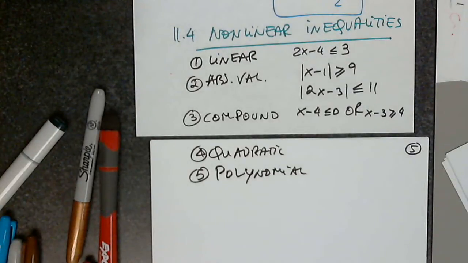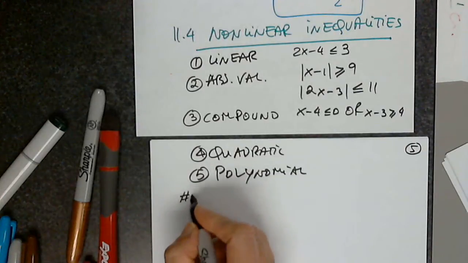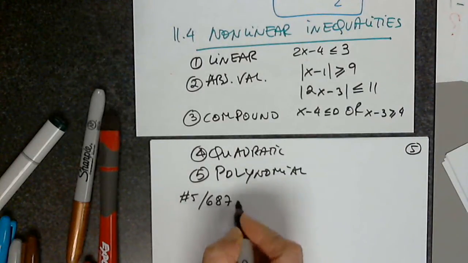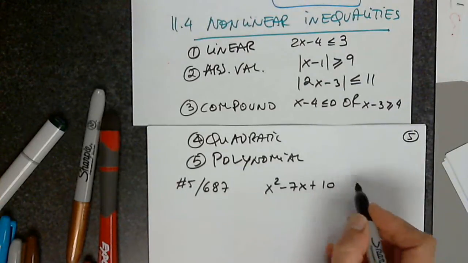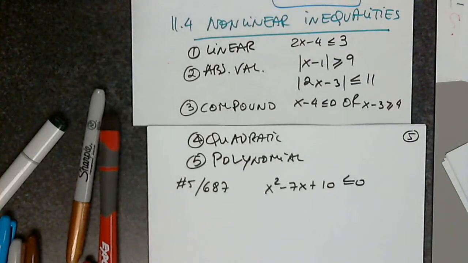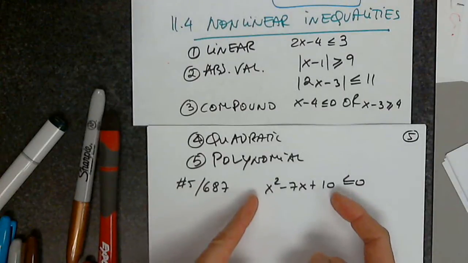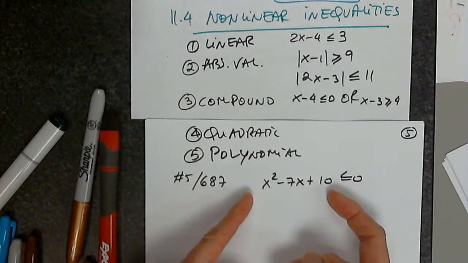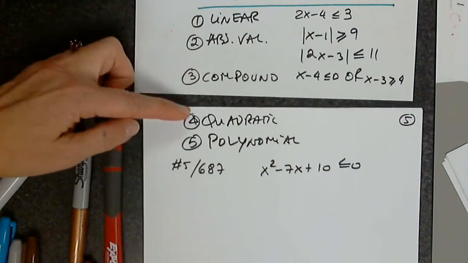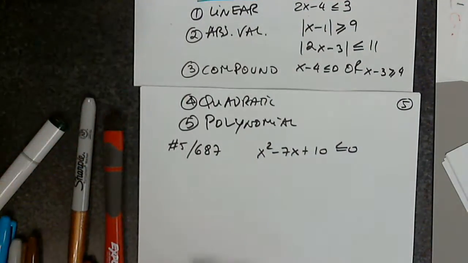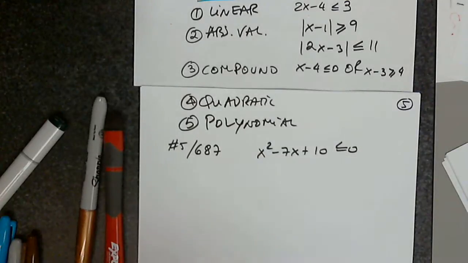I'm going to start with a problem like, let's say, number 5 on page 687. Let's say x squared minus 7x plus 10 less than or equal to 0. This is a quadratic inequality because the polynomial on the left-hand side has degree 2. So it's not linear, it's not absolute value, it's not compound inequality, it's quadratic. So here are the steps for a quadratic inequality.